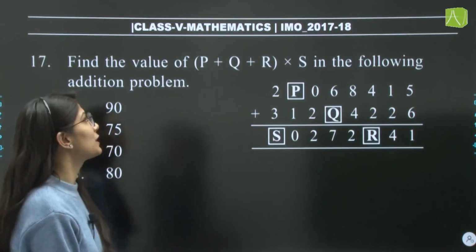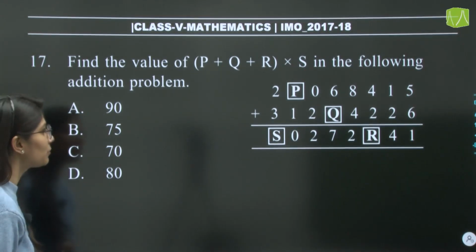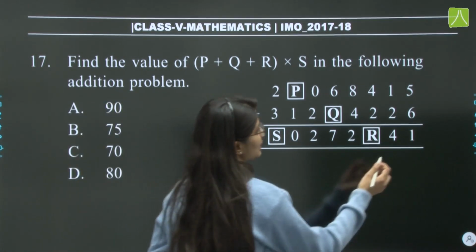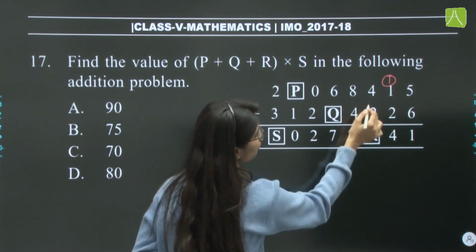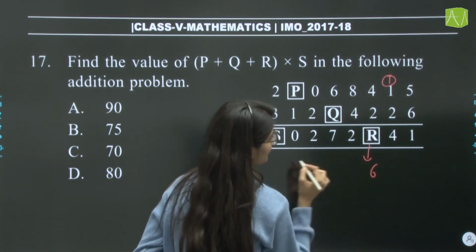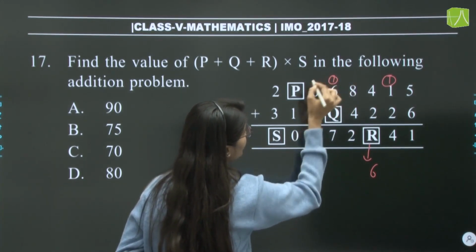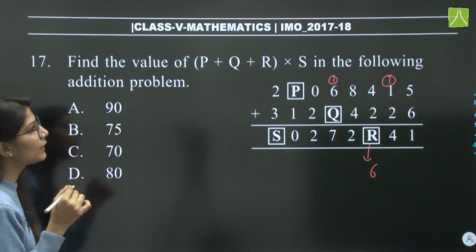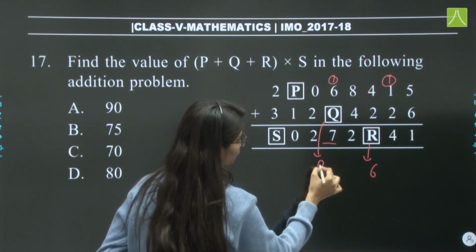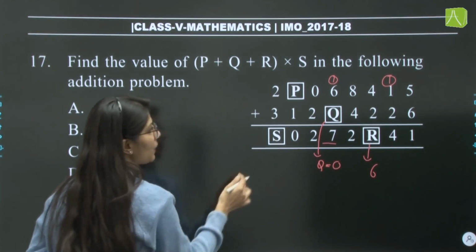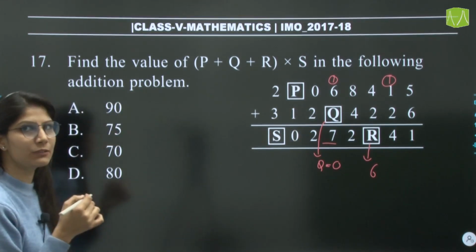Okay, so now let's do question number 17. Find the value of P plus Q plus R multiplied by S in the following addition problem. So let's do the addition. 6 plus 5, 11. So this 1 will be carry. 2 plus 1 plus 1 is 4. Then 4 plus 2, the value of R, this is 6. Now 8 plus 4 is 12. So this 2 is here and this 1 will be carry. Now this 6 plus 1, we got already 7. So how can we get this 7? It's the only possibility that the value of Q is equals to 0. Now the 0 plus 2 is 2. P plus 1 is equals to 0. How is it possible? When P is equals to 9.